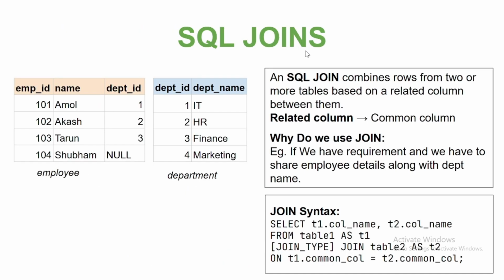What is a SQL join, guys? An SQL join combines rows from two or more tables based on a related column between them. Okay. Then what is meant by this related column?